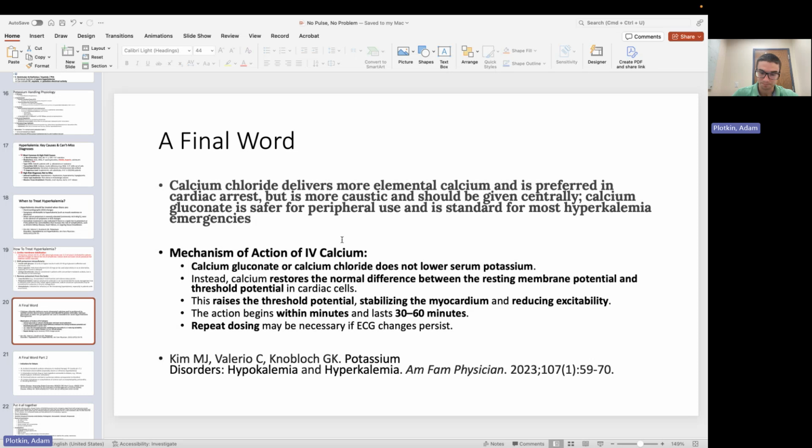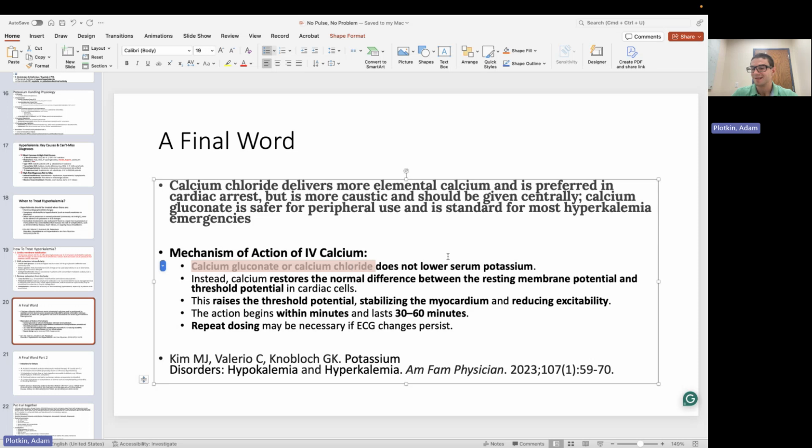Okay. I already mentioned this, but like the mechanism of action. So again, calcium gluconate or chloride does not lower serum potassium. It restores the normal difference between the resting membrane potential and the threshold potential. It raises that threshold potential, like I said earlier, and it stabilizes the myocardium. So it reduces that excitability. This action occurs within minutes and lasts for 30 to 60 minutes, and we can repeat the dosing as necessary.